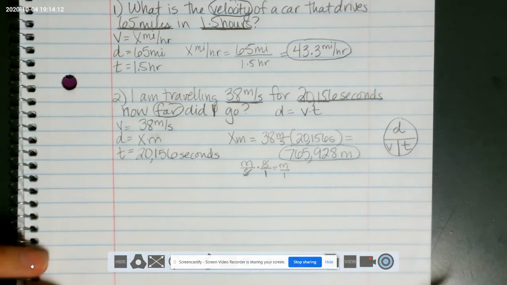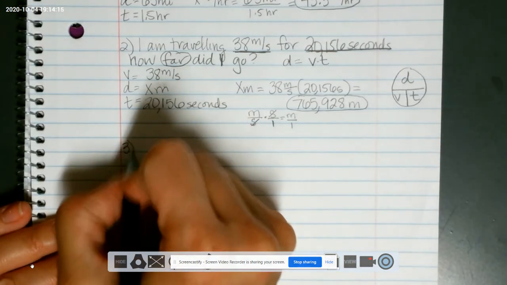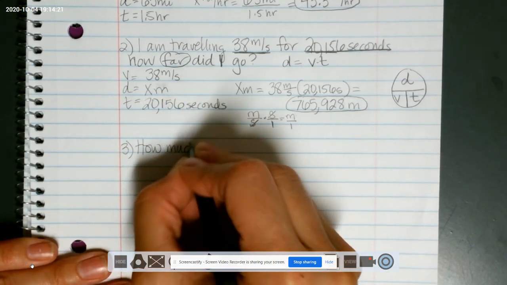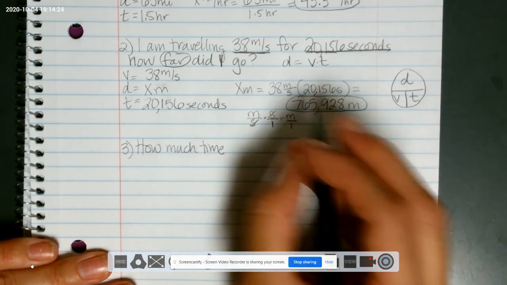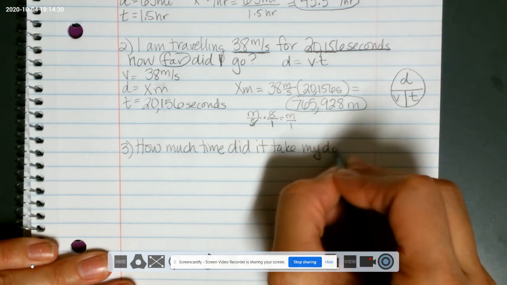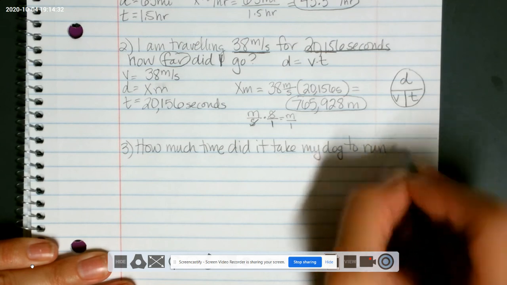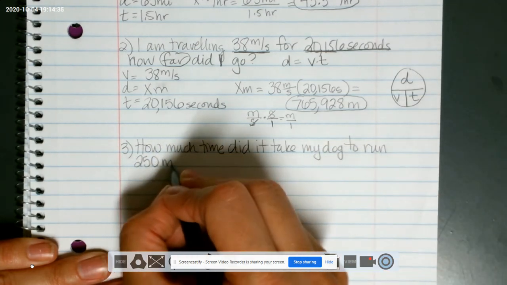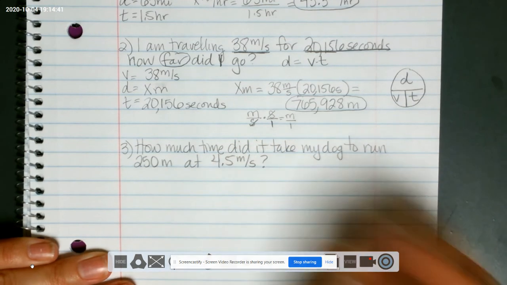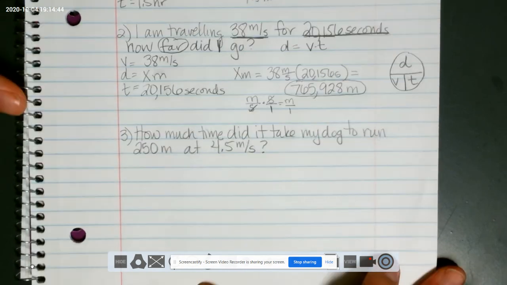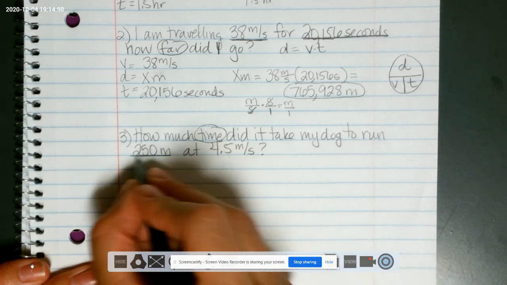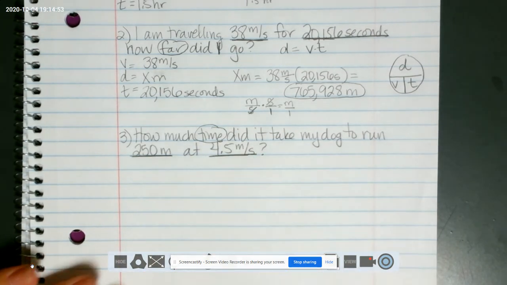Okay, last one, we're going to try to solve for time. So how much time did it take my dog to run 250 meters at 4.5 meters per second? Okay, so in this case, same method. How much time, that's what it's looking for. And I'm given 250 meters, so I'm going to underline that, and 4.5 meters per second.